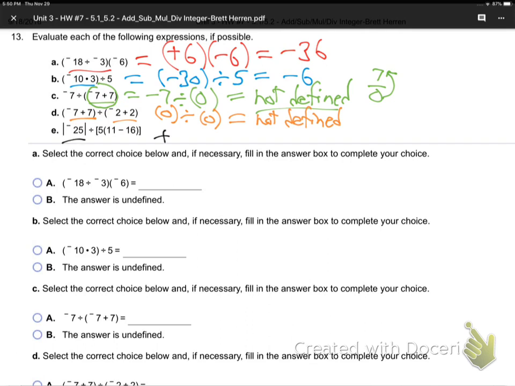Absolute value, remember that makes it positive 25, and then the absolute value signs vanish. Divided by, and this 5 times the parentheses, 11 minus 16 is negative 5. So this becomes positive 25 divided by, and these guys are multiplying here, right? They're not adding, they're multiplying. Negative 25. So 25 divided by 25 is 1. It's negative 1, though, isn't it? Positive divided by negative, negative 1.